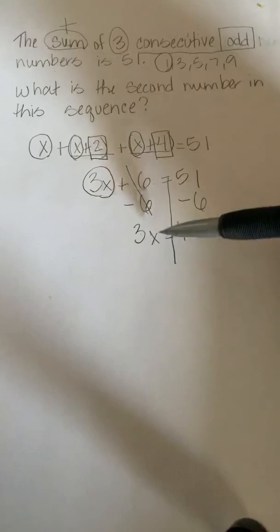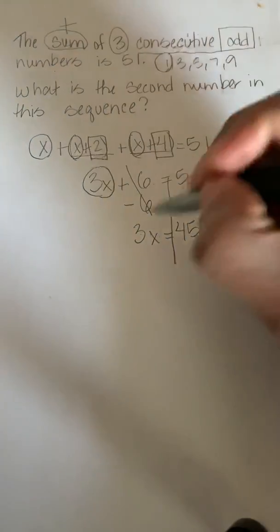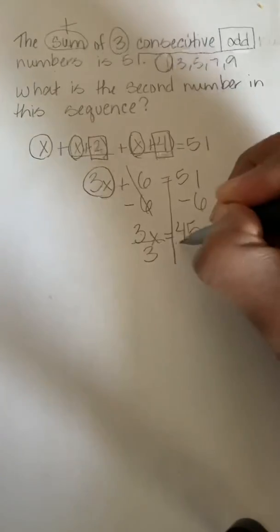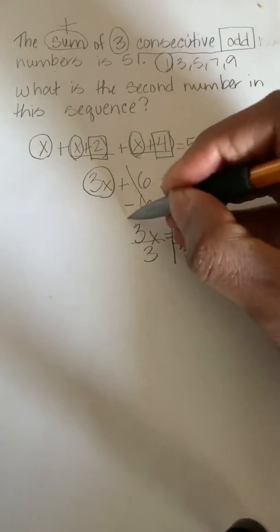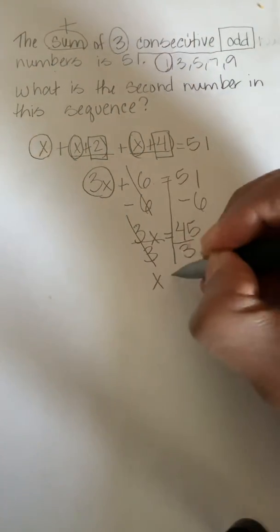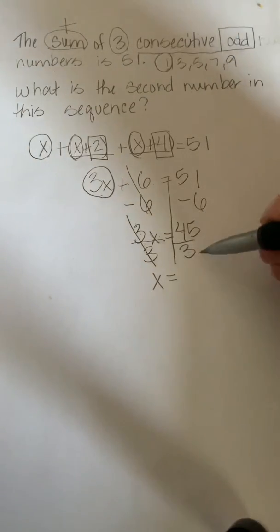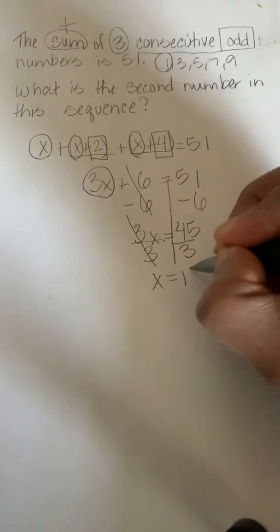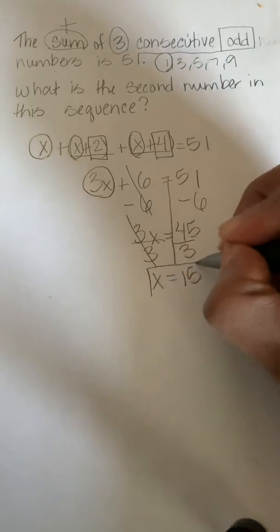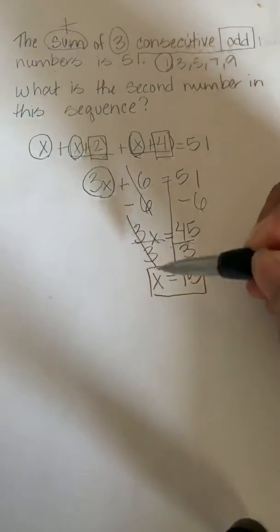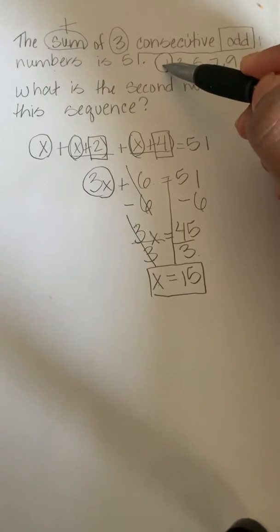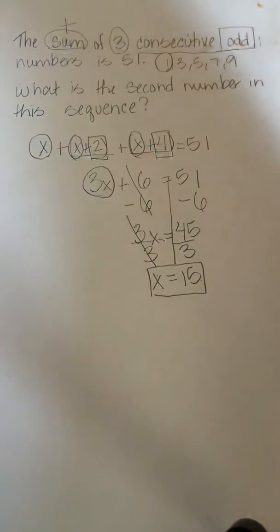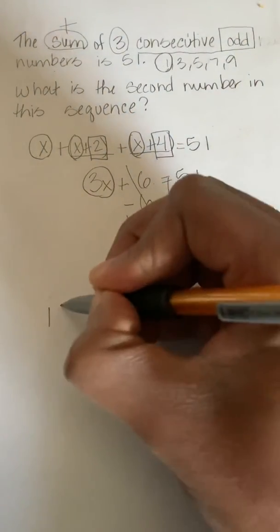Again, 3 is connected to x by multiplication, so we do the inverse of that, which means we divide. Once I divide both sides by 3, 3 divided by 3 is 1, or I can simply say I have 1x. 45 divided by 3 is going to be 15. Now, when you go back to the beginning, we realize that x was in the space of our lowest odd number. So if x is 15, that means our first value is 15.